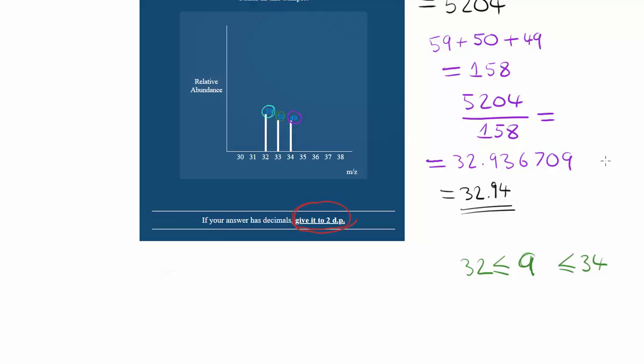Although it would not usually be exactly 32 or 34, unless, for example, the relative abundance of sulfur 32 was 100%, or the relative abundance of sulfur 34 was 100%. But this does give us a quite useful sanity check for evaluating whether our answer, just based on the question, seems sensible. And that can help to safeguard against calculation errors.